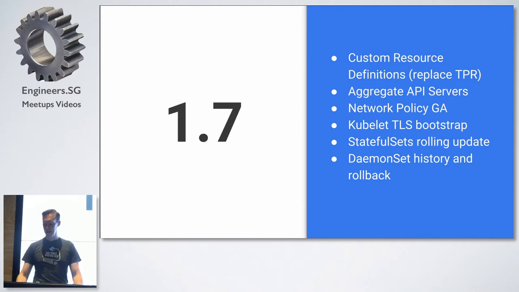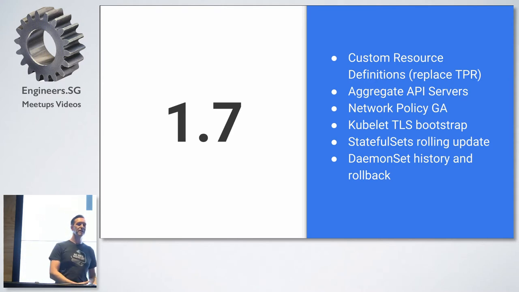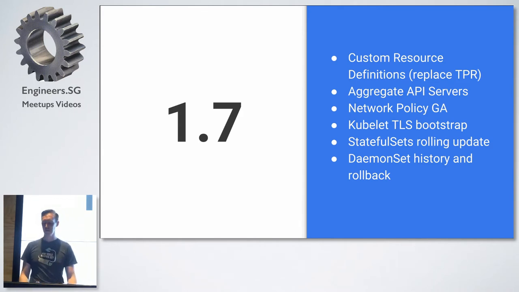Daemon sets, which are a resource that gets run across every server in an environment, get the ability to have history and to do rollbacks. So if you update something and realize that there's a problem with it, you can then downgrade it as part of the environment. So that sort of covers what's in 1.7.